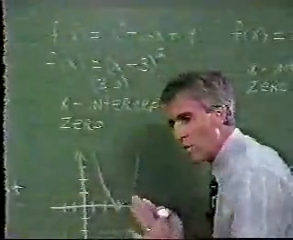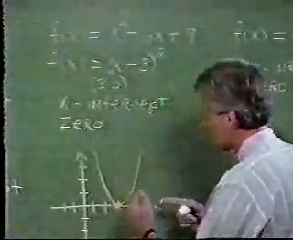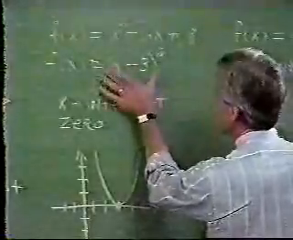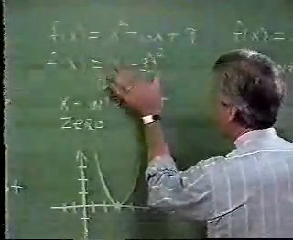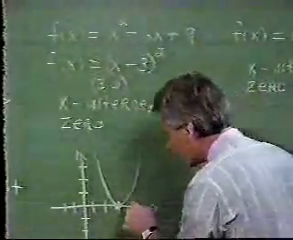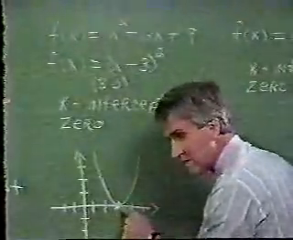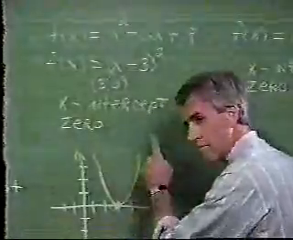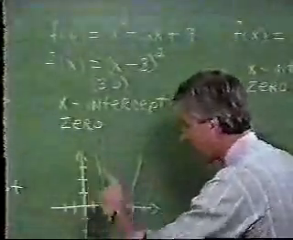Now, the main point of this little discussion is that if we have a factor that occurs twice, that is, the exponent on a factor is 2, then instead of having a crossing point at this x-intercept, we get a bounce of the graph. We get a bounce off of that point.